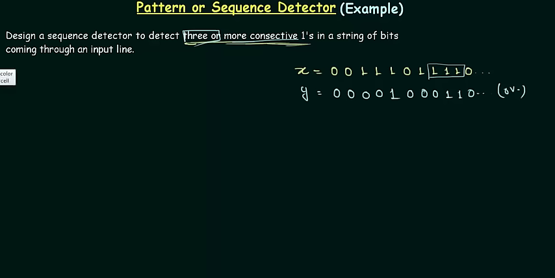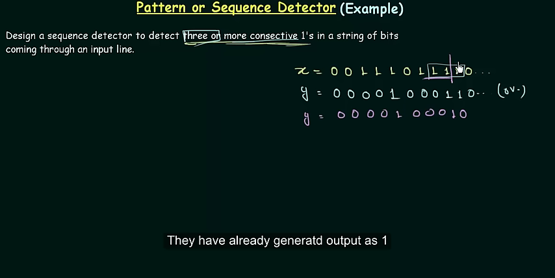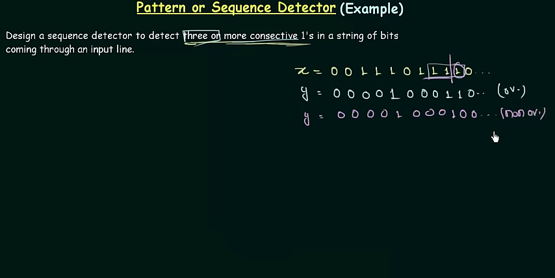What if I say there is no overlapping involved? Then my output will look something like 0, 0, 0, 0, 1, then 0, 0, 0, 1. This one as the output will only be for the overlapping case. If I have a non-overlapping case, it will become 0 because it will not consider any ones that we have already checked. It will start freshly from this one. So the output will be 0 in this way. It is when I'm having a non-overlapping. So I hope you got the difference between the overlapping and non-overlapping.